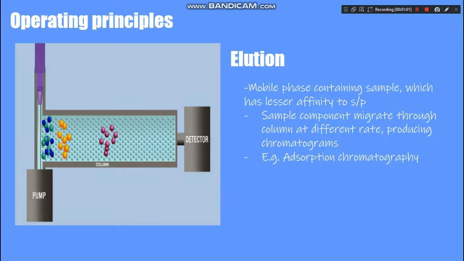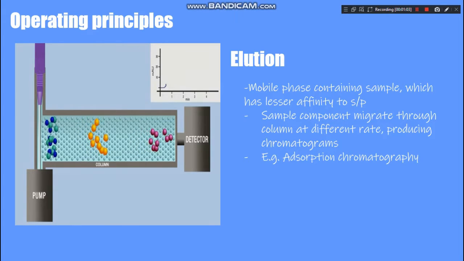Next, I'm going to explain the operating principles of those three modes of chromatography. The first one is elution. In elution, a small volume of sample is applied, followed by a mobile phase which has a lesser affinity for the stationary phase. The sample components migrate through the column at different rates and exit in a series of peaks, which we call a chromatogram. An example of this elution mode is adsorption chromatography.